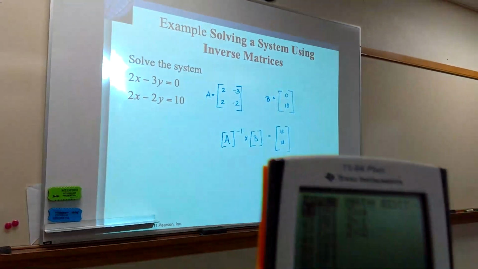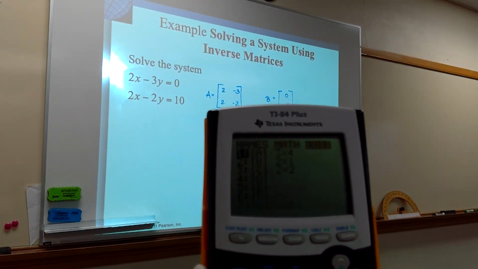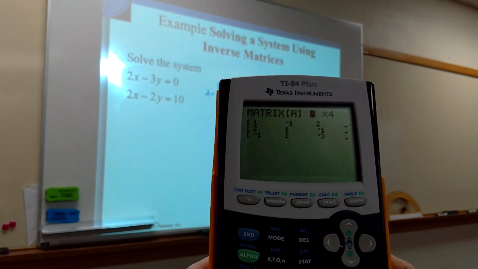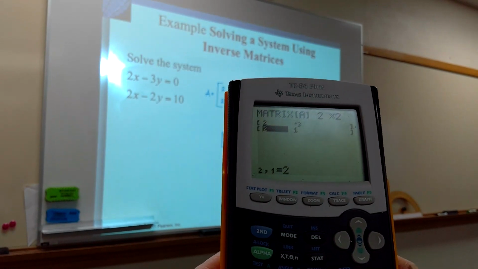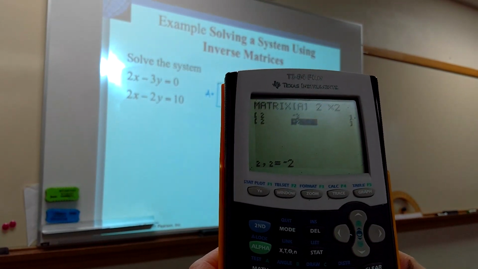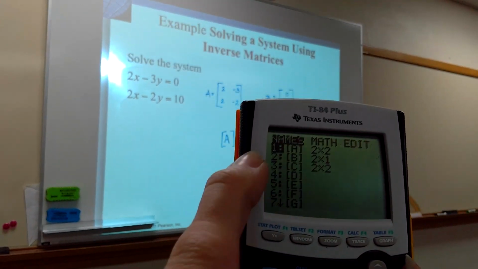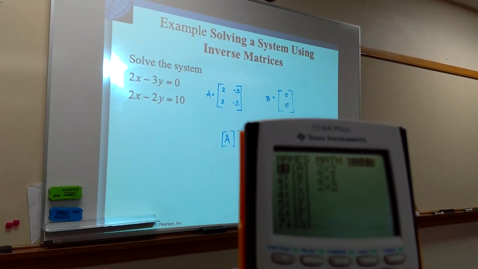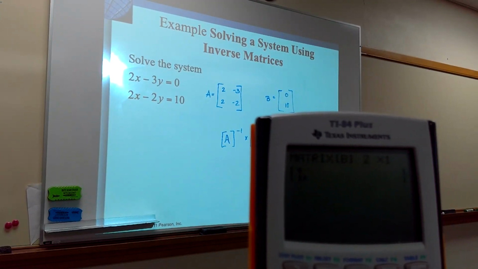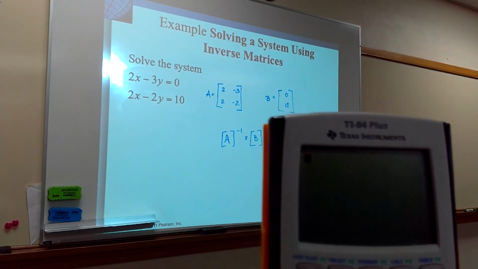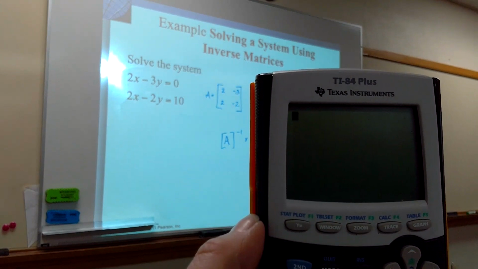Okay, so here we are again, and I need to type in matrix A. So I'm going to edit that as a 2 by 2 this time, and it is 2, -3, 2, -2 as my 2 by 2. And then I'll enter in my matrix B. It is a 2 by 1, so I'm going to edit matrix B. And it's just 0, 10, which I have in there. So again, I'll quit here. Everything I'm going to do for operations, I do from this plain screen where you add, subtract, multiply, and divide.